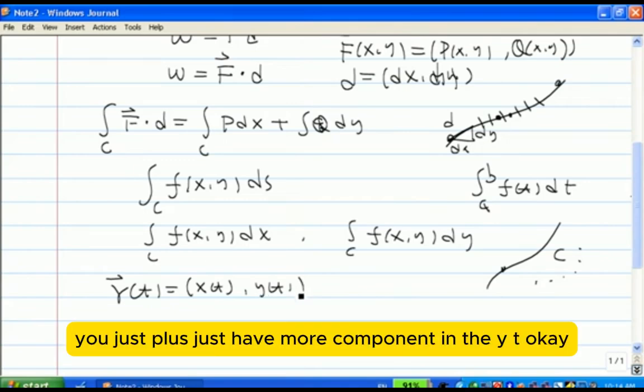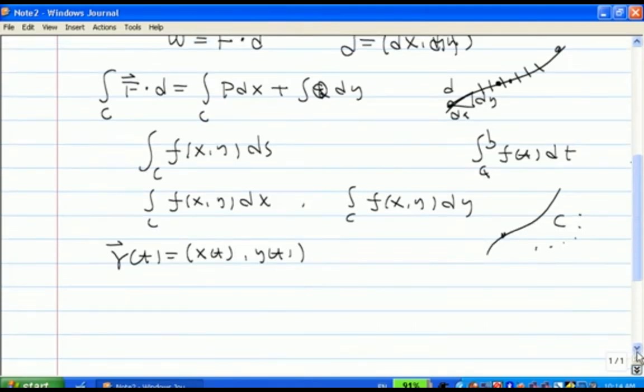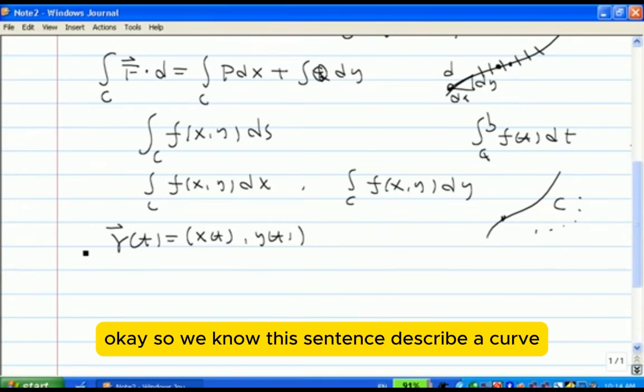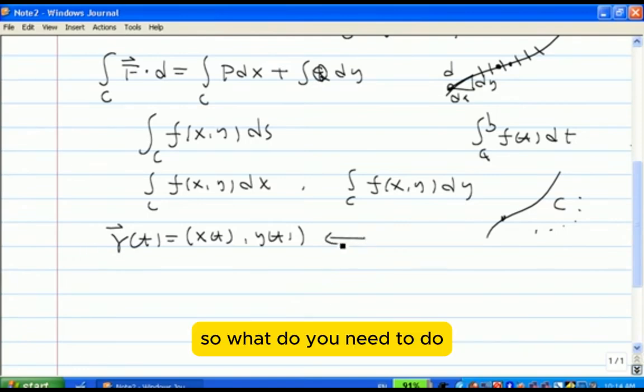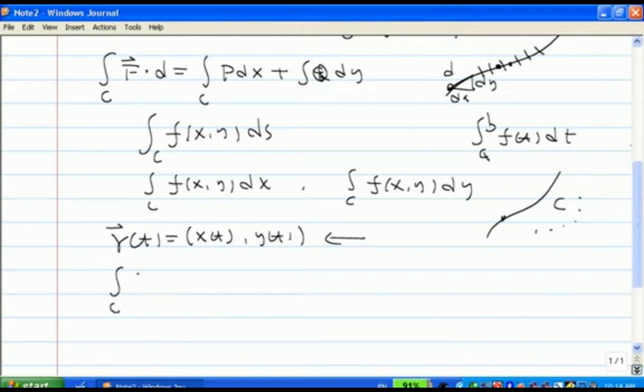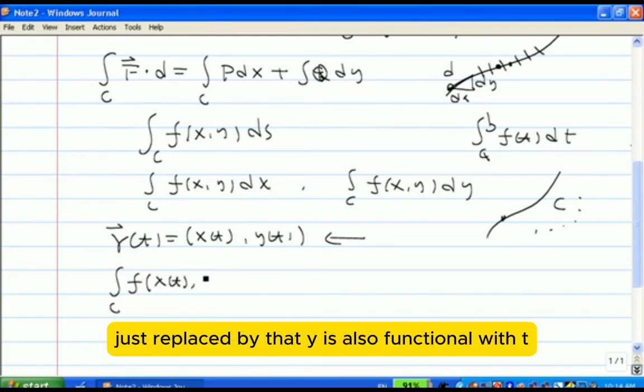In 3D, you just have more components: y(t), z(t), same thing. Okay, so we know these describe a curve. So what do you need to do? For the first kind of integral, your x depends on t, you just replace it by that. y is also a function of t.